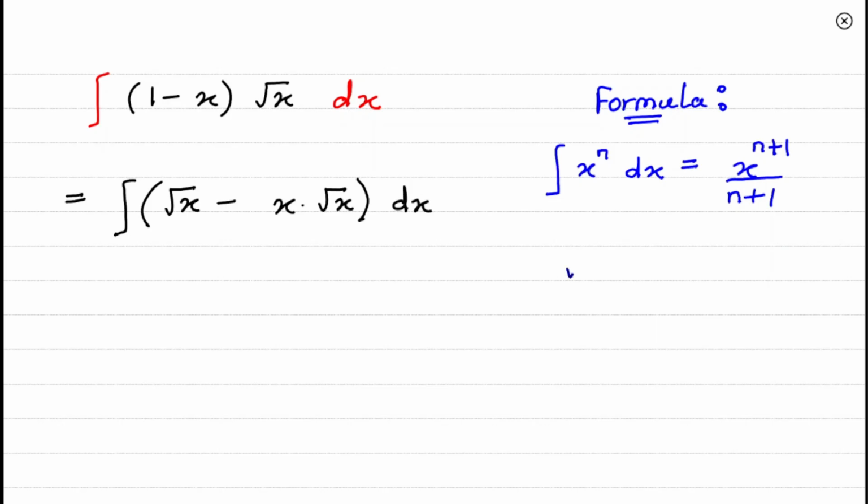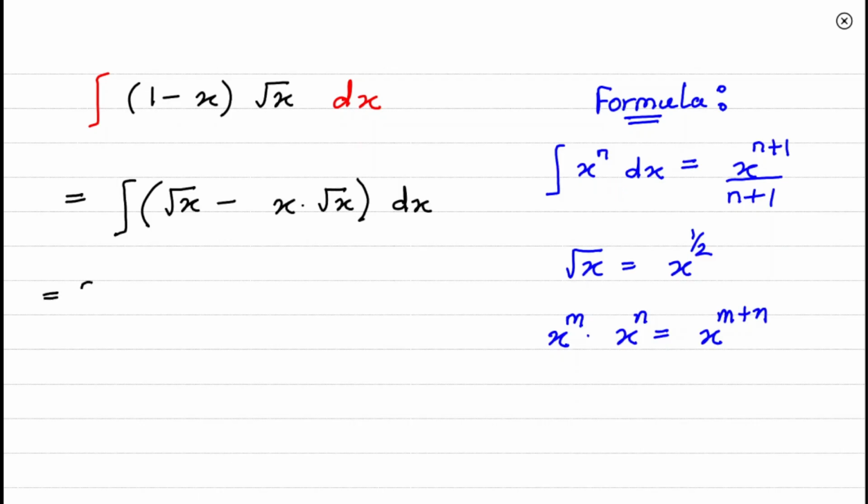Now remember that square root of x is nothing but x to the power half. Also remember that the basic law of exponents says that x to the power m times x to the power n is x to the power m plus n. So we'll apply both of these rules here before applying the power integral formula. So let's see what happens when we do that.